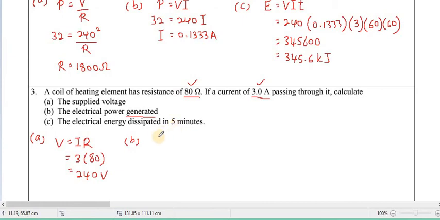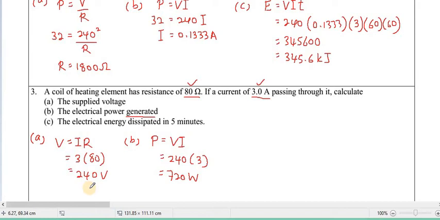So you have the voltage, right? You have the current, right? So you can use P equals to VI to calculate. So the voltage is 240, the current is 3. So you get 720 watt. Okay, so you see I use the voltage. This voltage comes from my own calculation.